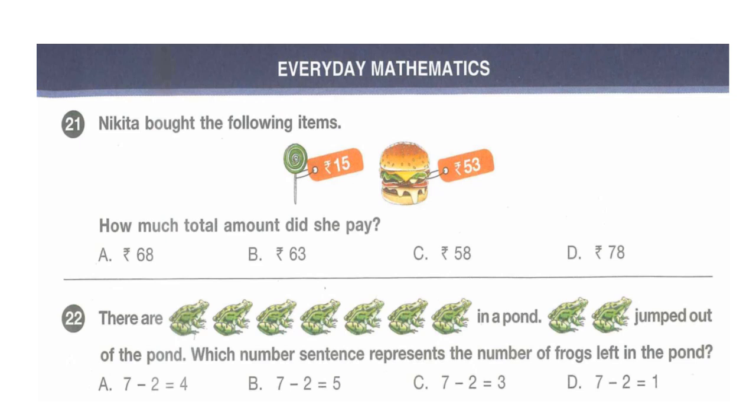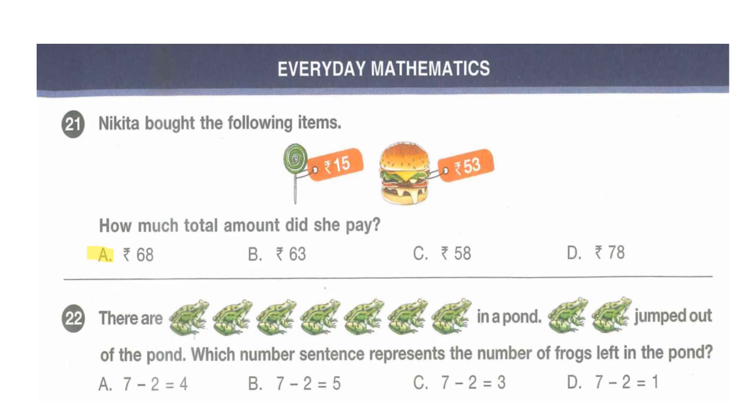Question number 21. Nikita bought the following items. A lollipop, rupees 15, a burger, rupees 53. How much total amount did she pay? A. Rupees 68, B. Rupees 63, C. Rupees 58, D. Rupees 78. So to buy both the items, she has to pay rupees 53 plus rupees 15, which is rupees 68. Answer is option A. Let's move on to the next question.